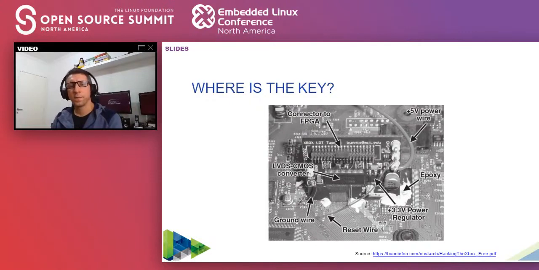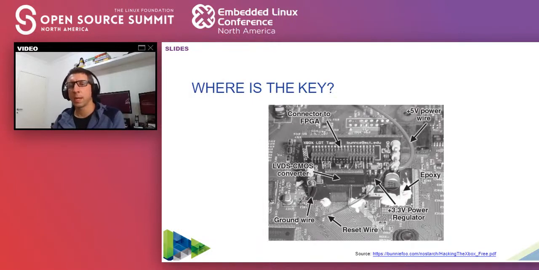This is a very good book. If you are interested in hardware hacking, I would suggest you read this book, Hacking the Xbox. The link is there. The book is public, you can download it. It's a very good book written by Andrew Bunnie Huang. He was the first to hack the first generation of the Xbox. So this is the picture of a small device that he developed. He just connected this device between the CPU and memory buses, so he could sniff all of the communication between the CPU and the memory.